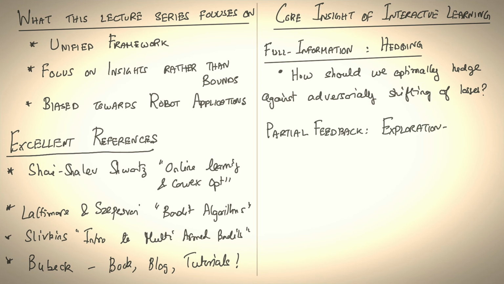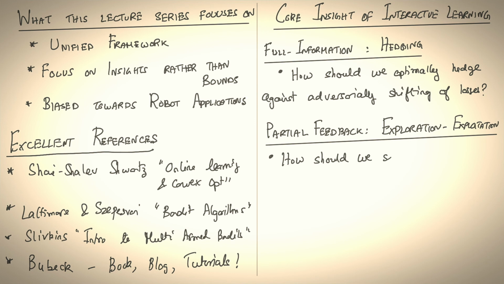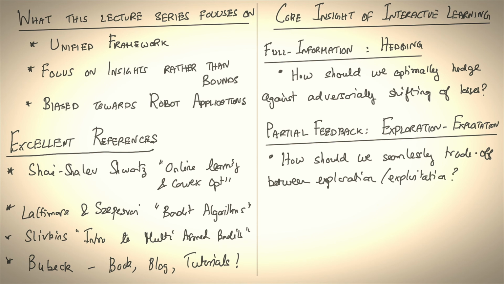The second core concept is that in the partial feedback setting, the learner doesn't actually get to see the loss for all the various policies, right? So in this setting, how can the learner optimally trade off between exploration, just figuring out the loss of unknown policies, and exploitation, picking the most promising policies?